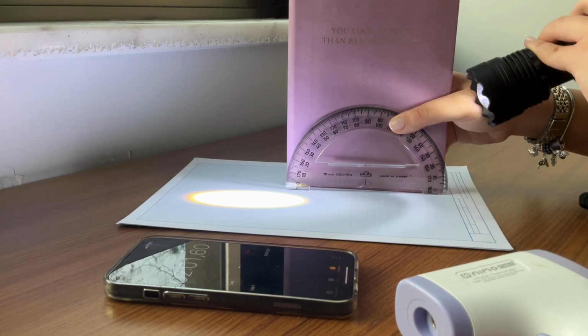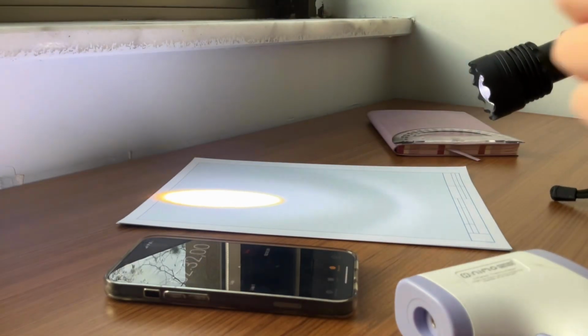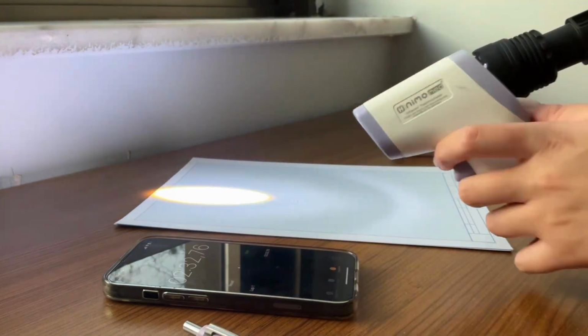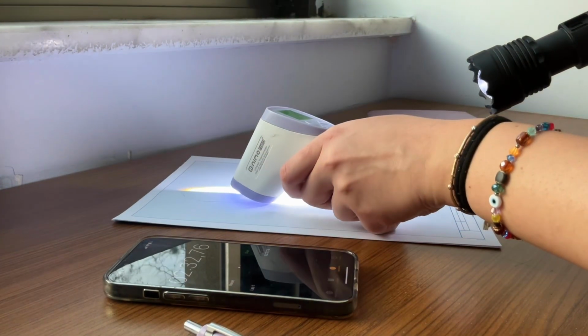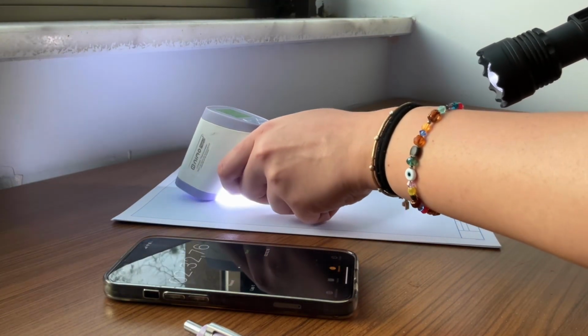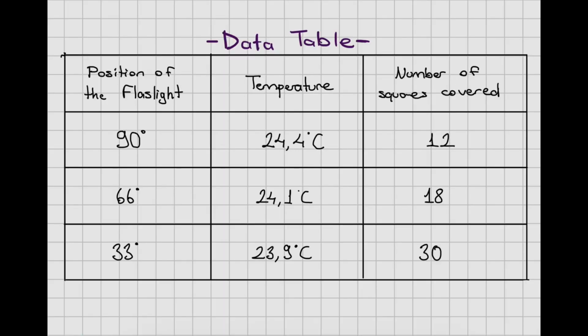Notice the shape of the light on the paper as the angle gets lower. The beam of light spreads out and becomes larger. Now that we have collected our data, let's look at the results.